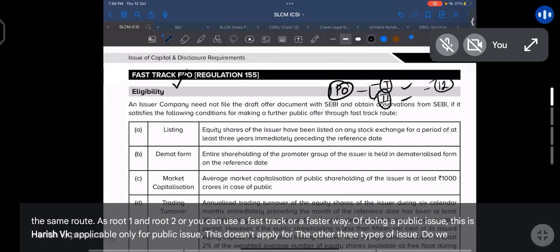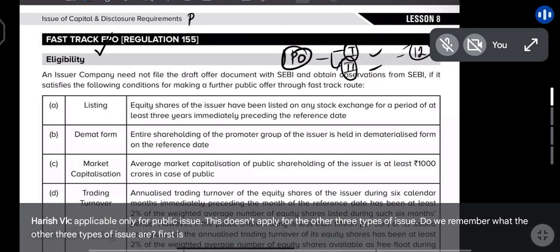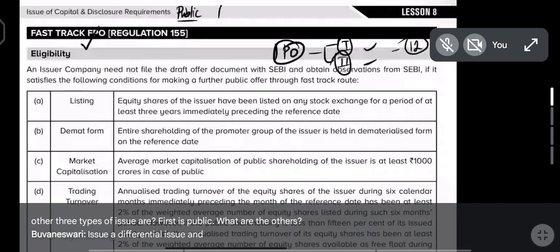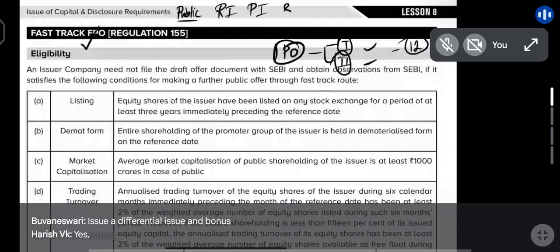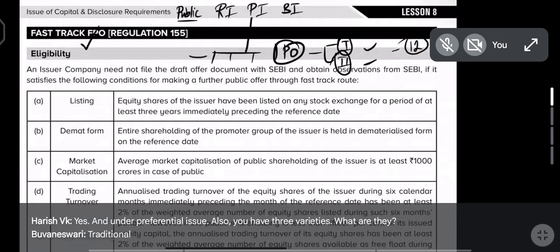Do we remember what the other 3 types of issue are? First is public. What are the others? Rights issue, preferential issue, and bonus issue. Yes, and under preferential issue also you have 3 varieties. What are they? Traditional, QIP, and private placement.